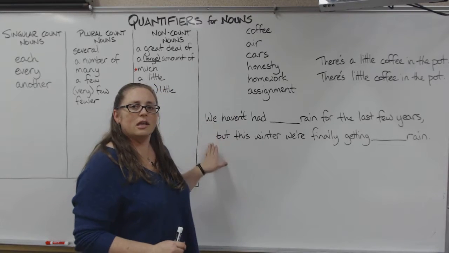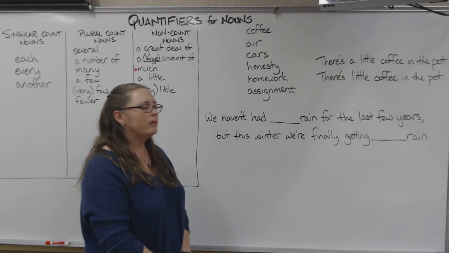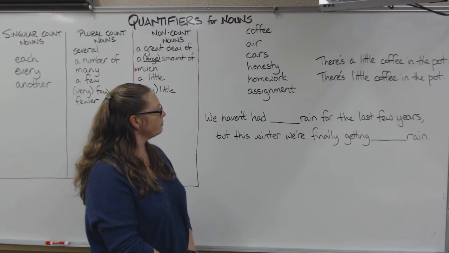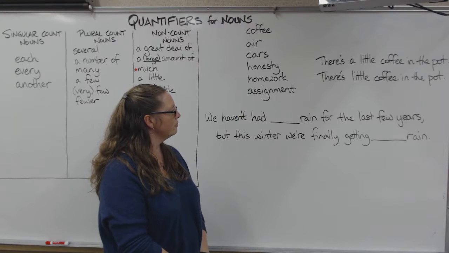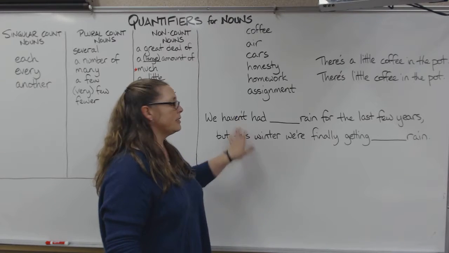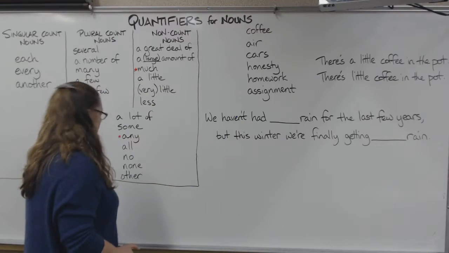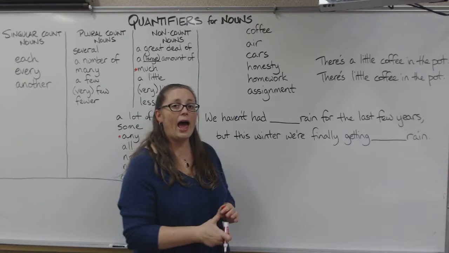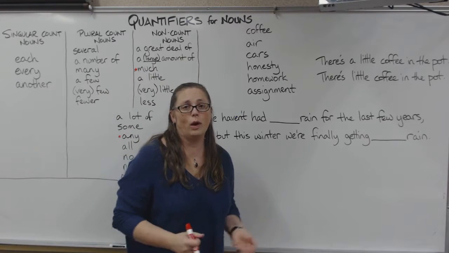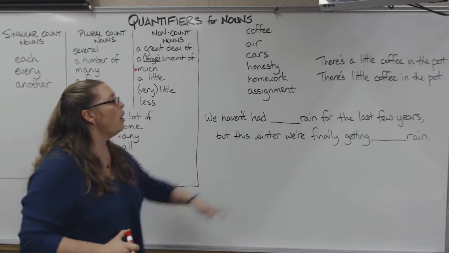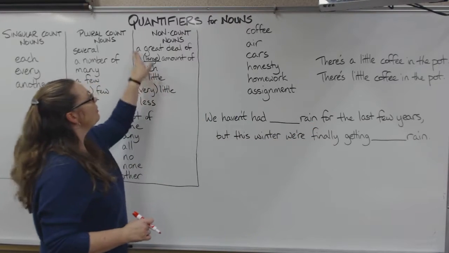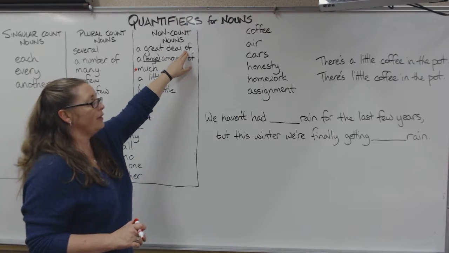Okay, let's look at these sentences here and take a minute to decide what you might put in this sentence. Okay, so this is a negative verb. What do you think? We haven't had rain for the last few years. Well, there's not only one possibility, there's a number of possibilities. Rain, non-count. So we haven't had a great deal of rain for the last few years.